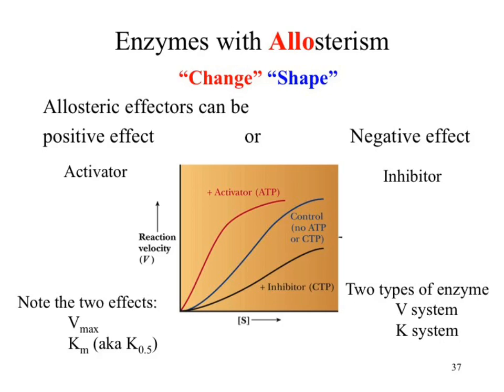Okay? So when we look at our enzymes, the enzymes can get subclassified into two different categories. Either a V system or a K system. What do you think a V system means? Affects the Vmax. Are inhibitors or activators affecting Vmax? A K system? That's the K. It's affecting our K0.5. Okay, that's all we're trying to get out of it.